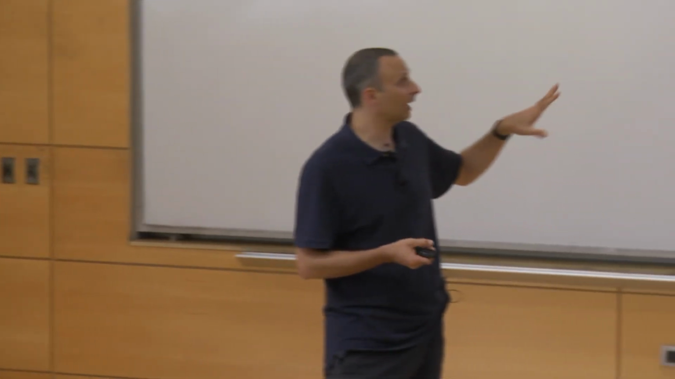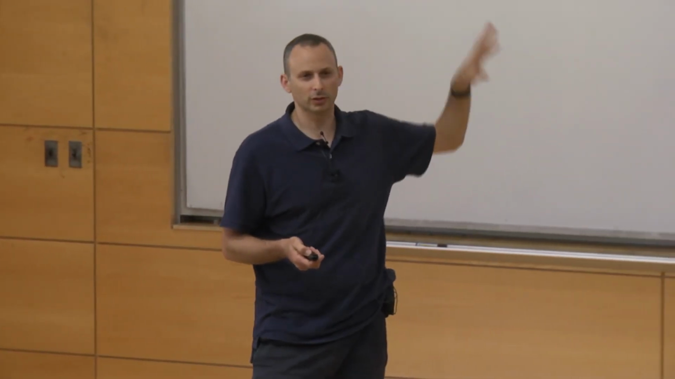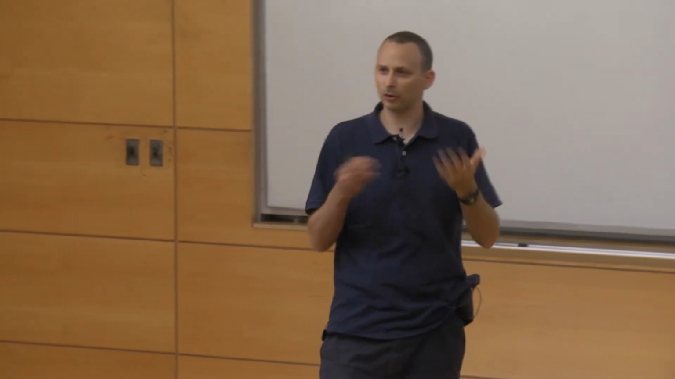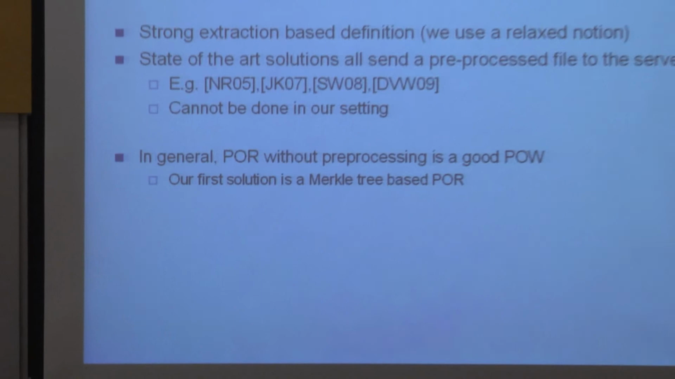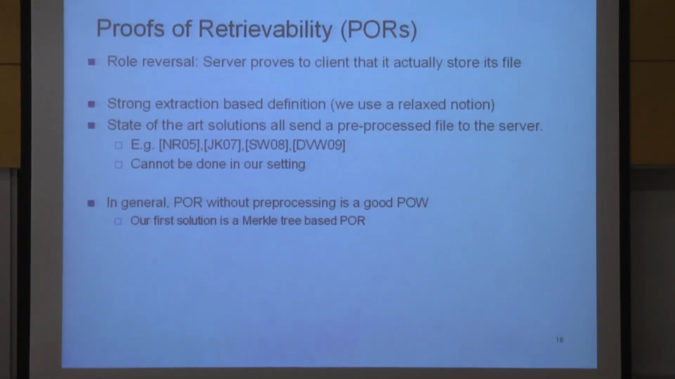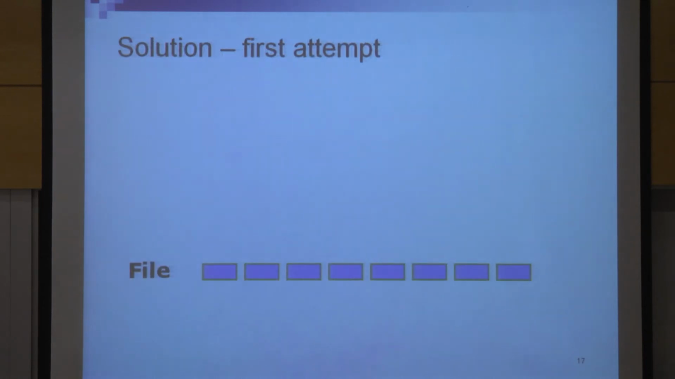And this role reversal has very big implications to what you can actually do here. So state-of-the-art solutions for proofs of retrievability have a pre-processing stage on the file, which is not allowed in our setting, which makes them not useful at all for proofs of ownership. I'll say this, that proofs of retrievability that do not have any pre-processing are good proofs of ownership. And actually, the first one that I'll show is both a proof of retrievability and a proof of ownership based on a Merkle tree.